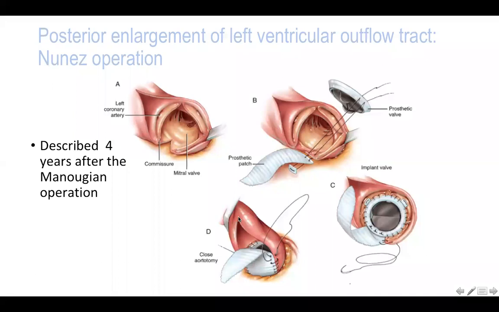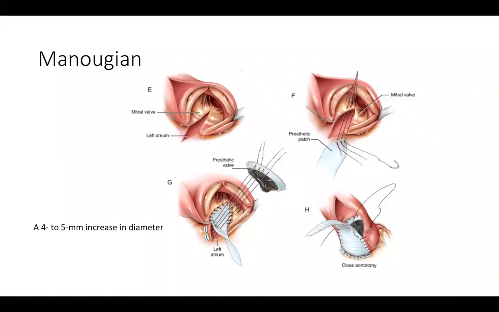In case of the Manouguian procedure, you can see the incision up to the middle third of the anterior leaflet of the mitral valve, and then again the same, fashion your patch and continue suturing the patch to the defect with the running suture, and if you reach the aortic annulus, put some blood jet to support the annulus, and after that close the aortotomy with the running suture. And actually the Manouguian gives you around one to two sizes of enlargement.